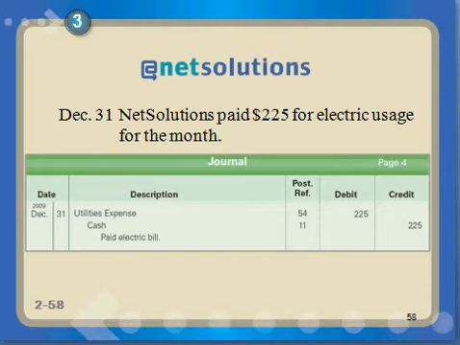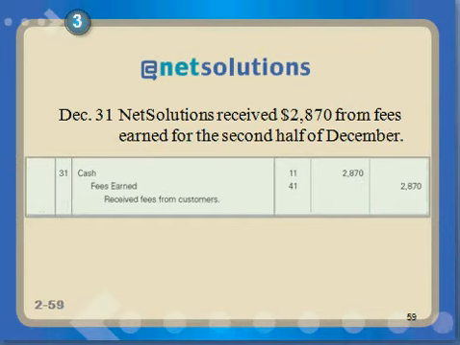And then Net Solutions paid $225 for the electric bill for the month. So we debit utilities expense, $225, credit cash, $225 in our general journal. And then on December the 31st, Net Solutions received $2,870 for fees earned for the second half of December. So we debit our cash account, $2,870, and credit fees earned, $2,870.